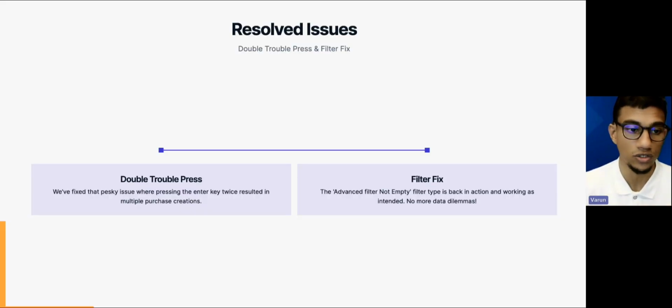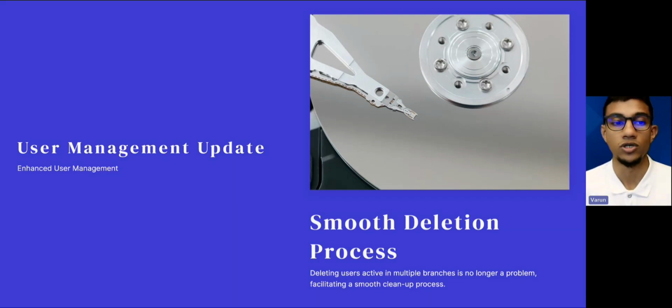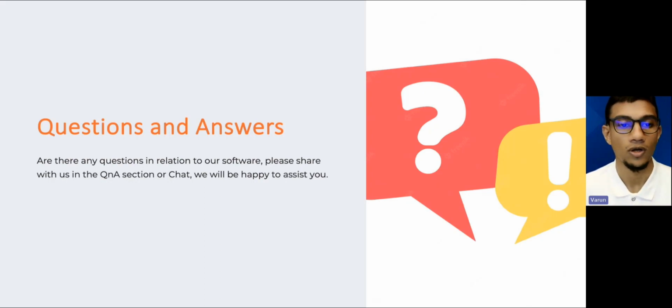And finally, the resolved issues like the double trouble press, the filter fixing, and finally the user management update, that is the smooth deletion process when it comes to users which were present in multiple branches across multiple domains or workspaces. All right. So right now it's your time to ask your doubts regarding all the different features and enhancements that we just made.